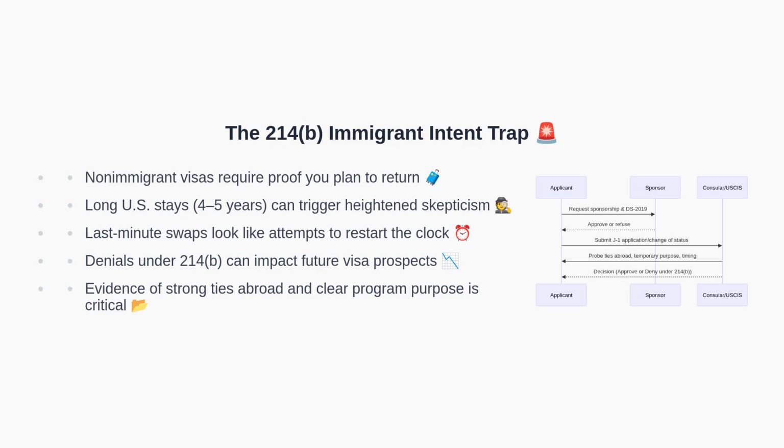This perception often leads to denials under 214B. Such denials may also influence how future applications are viewed, given the record of refusal. To mitigate risk, applicants must present substantial evidence of strong ties abroad, a compelling temporary purpose, and a program aligned with genuine exchange. With that risk clarified, let's test your understanding with a short quiz.